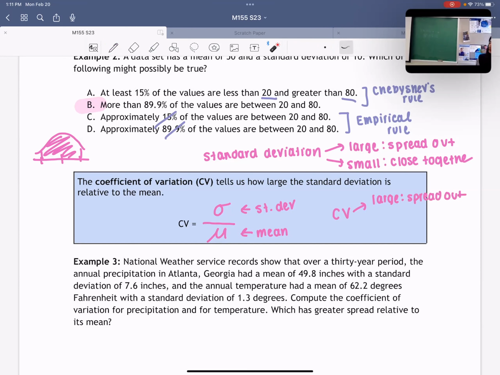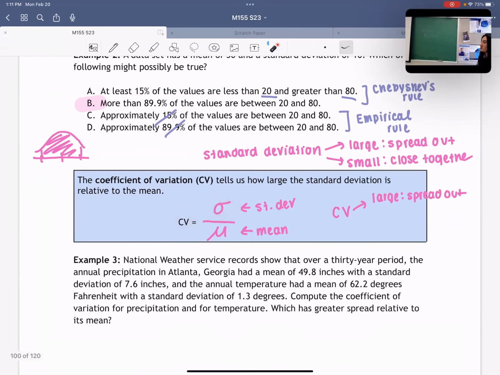Because look at the formula, the coefficient of variation literally has the standard deviation on top of that formula, right? So that means if you have a really large number up top, then the coefficient of variation is also going to do the same thing, okay? So if you have a large coefficient of variation, you have spread out data relative to the mean, okay? And if it's really small, you're going to have close together data.